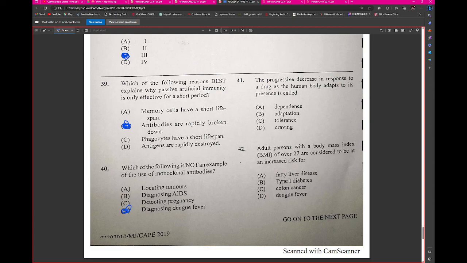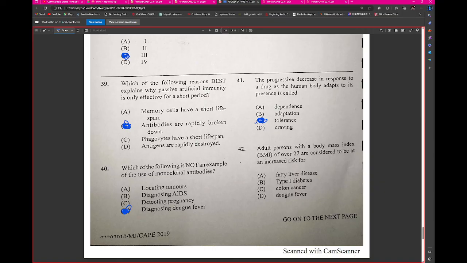The progressive decrease in response to a drug as the human body adapts to its presence is called tolerance. Tolerance. Wonderful. So adult persons with a body mass index of over 27 are considered to be at increased risk for what? Sir, A, sir.